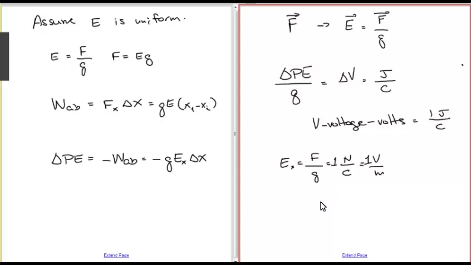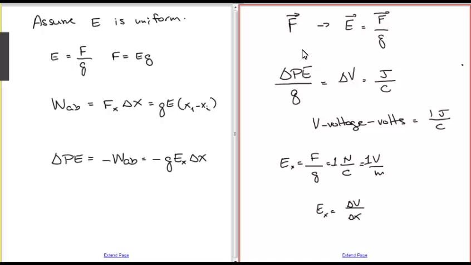You'll find out later that, in a place where the electric field is not constant, the electric field in the x direction will be equal to the change in voltage divided by the change in x. So you're actually able to calculate this from the change in voltage between 2 points.